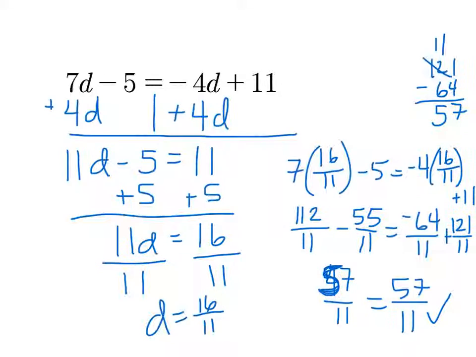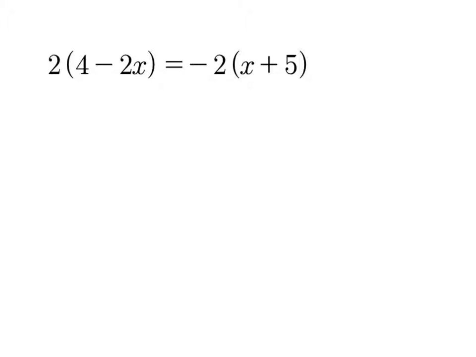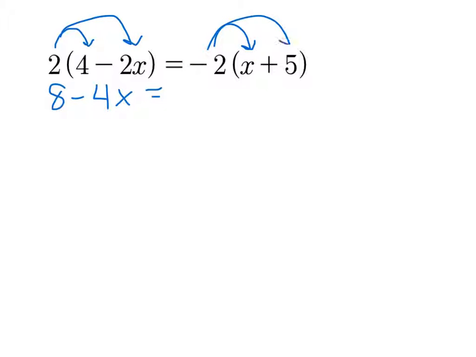Next example. Okay, this is an example where we need the distributive property. So we have 8 minus 4x equals, distribute here, negative 2x minus 10. So now again we look for our smaller value of the variable, negative 2x and minus 4x, which is like a negative 4x. So that's the smaller one. Get rid of it by adding 4x to each side.